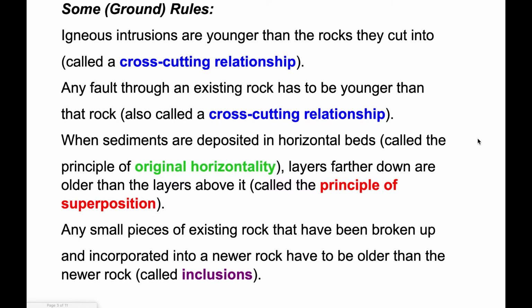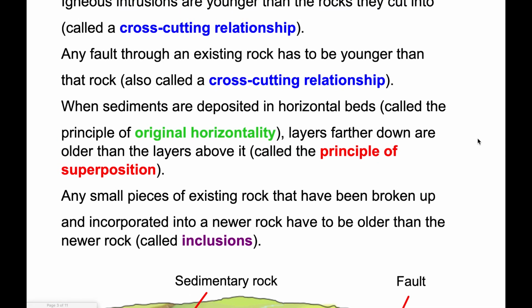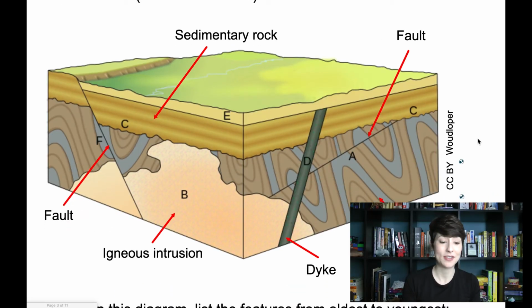I know what you're thinking. These all have fancy names, but they're so common sense. It's true. Finally, if we have any small piece of existing rock that's been broken up and actually lithified into newer rock, that chunk of older rock is obviously older than the newer rock that it's just been incorporated into. This is called inclusion.